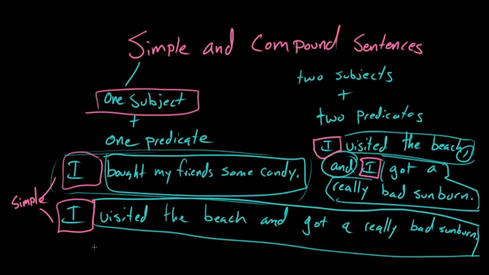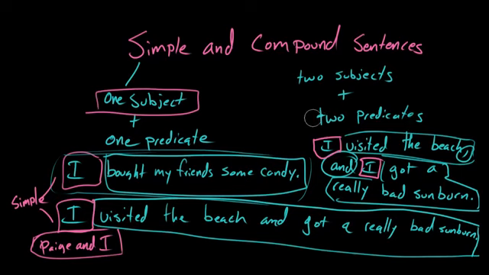And even if I'd written Paige and I visited the beach and got a really bad sunburn, that would still be a compound subject, but it wouldn't be two sentences squished together. It would be one kind of long sentence. Right. You can have a compound subject or a compound predicate, but that doesn't make it a compound sentence. What makes it a compound sentence is you have two parts that can stand on their own as individual sentences, and they're sort of being put together.